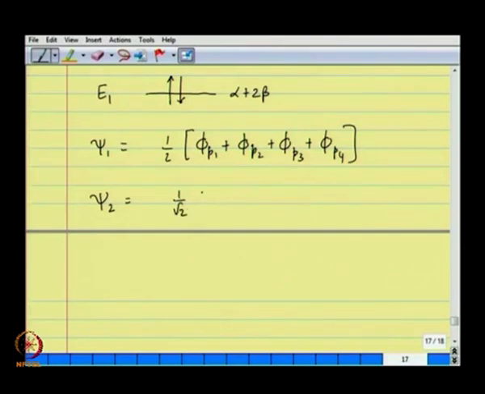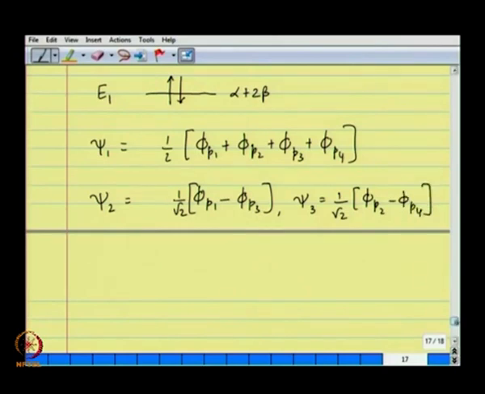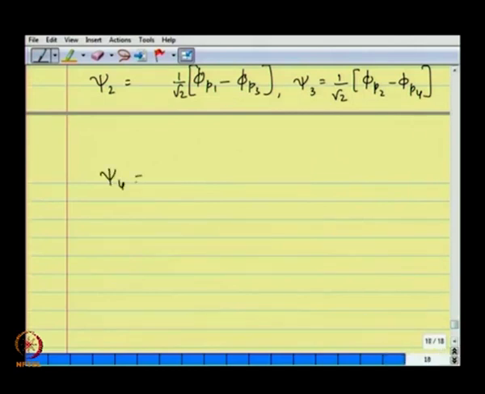phi p 1 minus phi p 3, and psi 3, which is degenerate to psi 2, will have the other, 1 by root 2 phi p 2 minus phi p 4. I will tell you in a minute what this leads to. And psi 4 is of course 1 by 2 times phi p 1 minus phi p 2 plus phi p 3, sorry, minus phi p 4, okay.